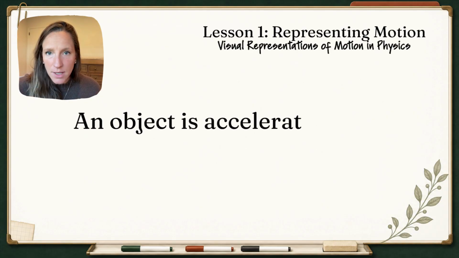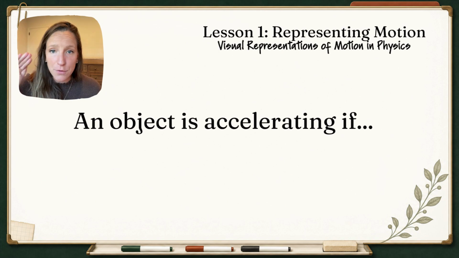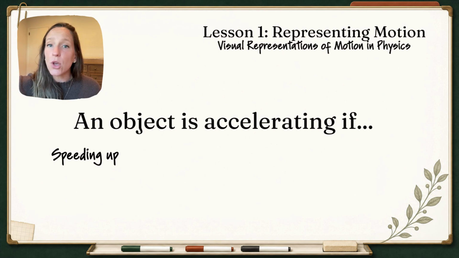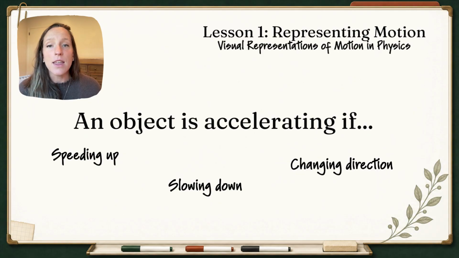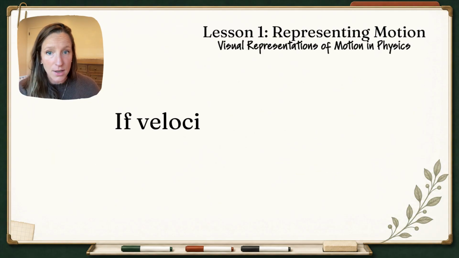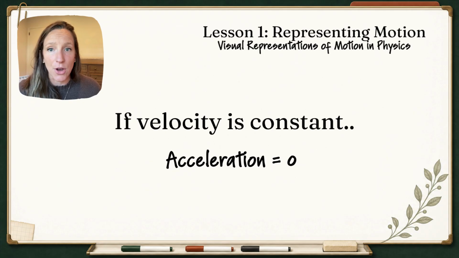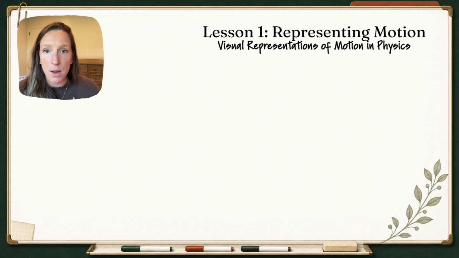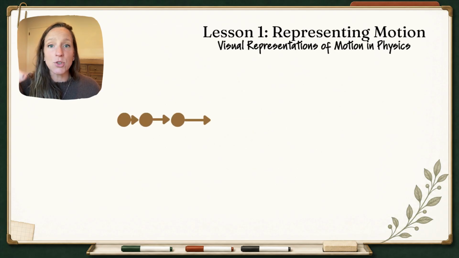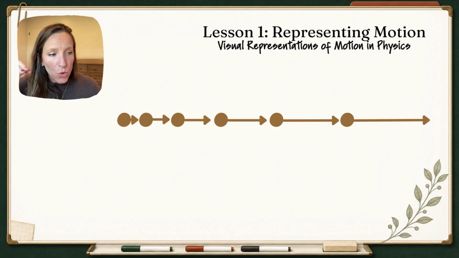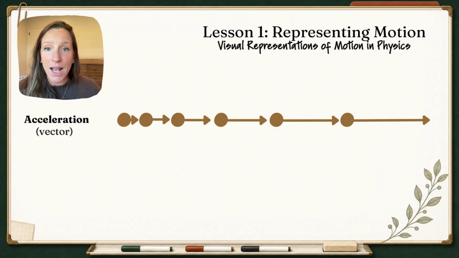An object is accelerating if it has any kind of velocity change. So that's speeding up, slowing down, or changing direction. If the velocity is constant, the acceleration is zero. So let's look at this example here where we have an object that is speeding up. And to help you understand this, especially if you're a numbers person, we'll put some numbers to this. Acceleration, like velocity and displacement, is a vector. So it has a magnitude and it has a direction.